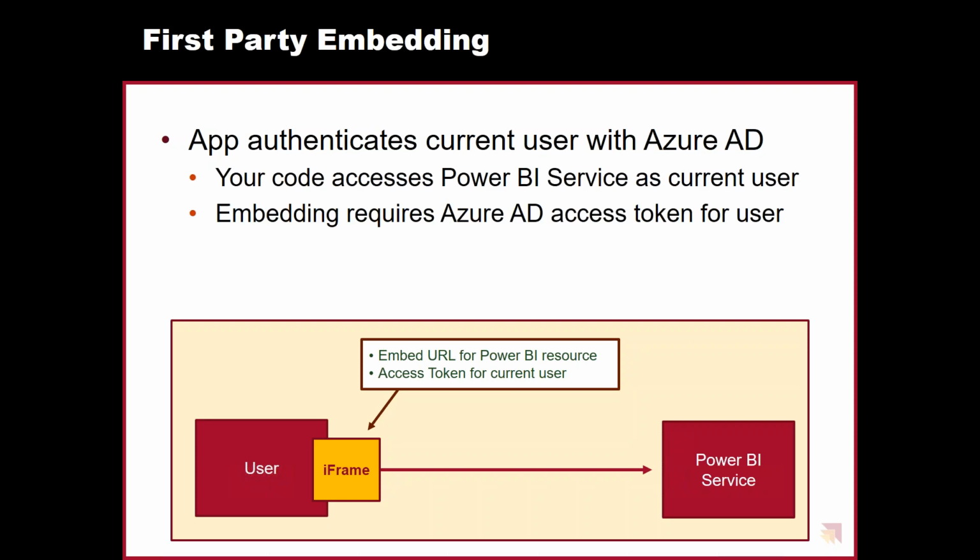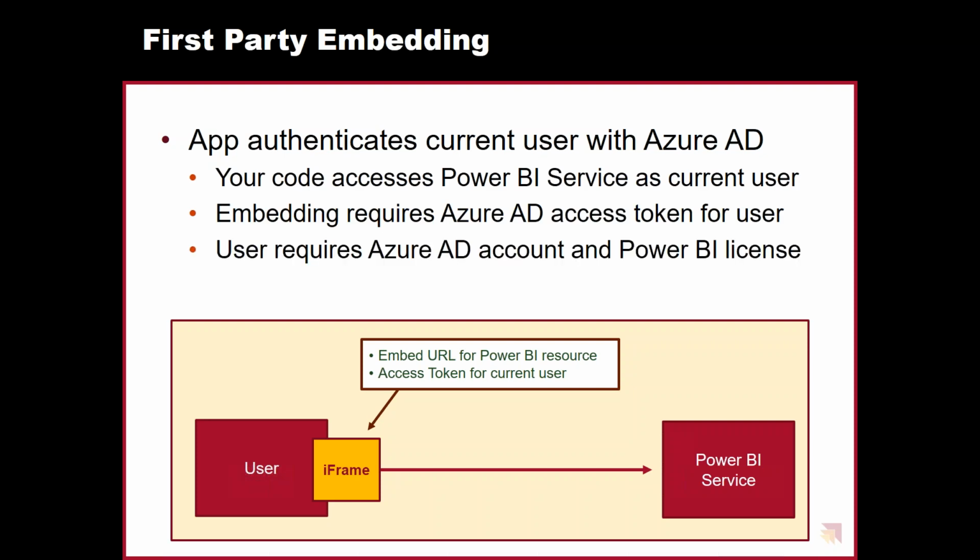Now, that is going to require that the user, if we're going to authenticate as the user, has to have an Azure Active Directory account. Think of it as an organizational account or an Office 365 account. And the user is also going to have a Power BI license. Different scenarios might have them use a Power BI free license or a pro license, but first-party embedding means if a user is going to touch Power BI, that user has to be licensed.